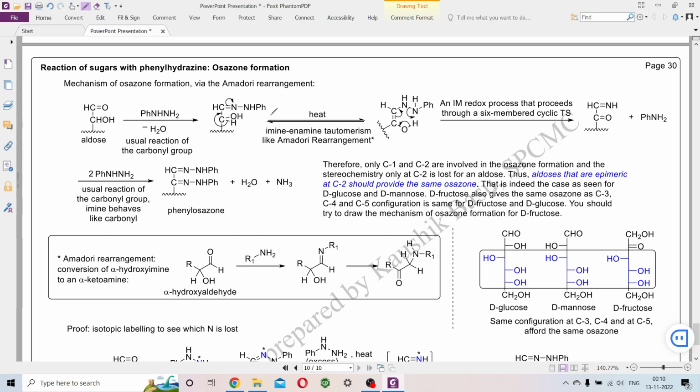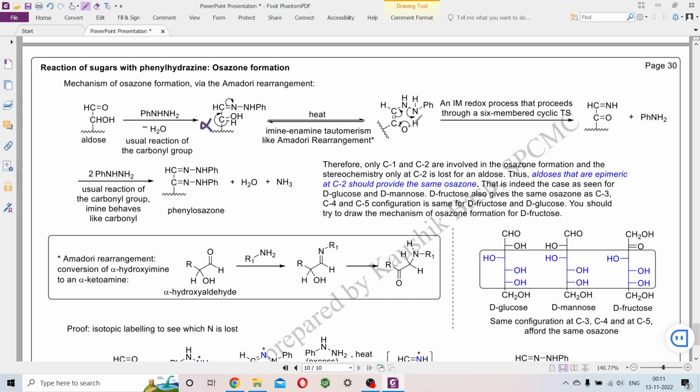And here we outline what is believed to be the correct mechanism. So you do the reaction with an aldose. You can do the reaction with ketoses as well, but let's do this reaction with an aldose. The first thing is the usual reaction of the carbonyl group, formation of the phenylhydrazone. Then an imine-enamine tautomerism takes place, where this alpha hydrogen migrates from this carbon to that nitrogen. This is like an allylic shift.